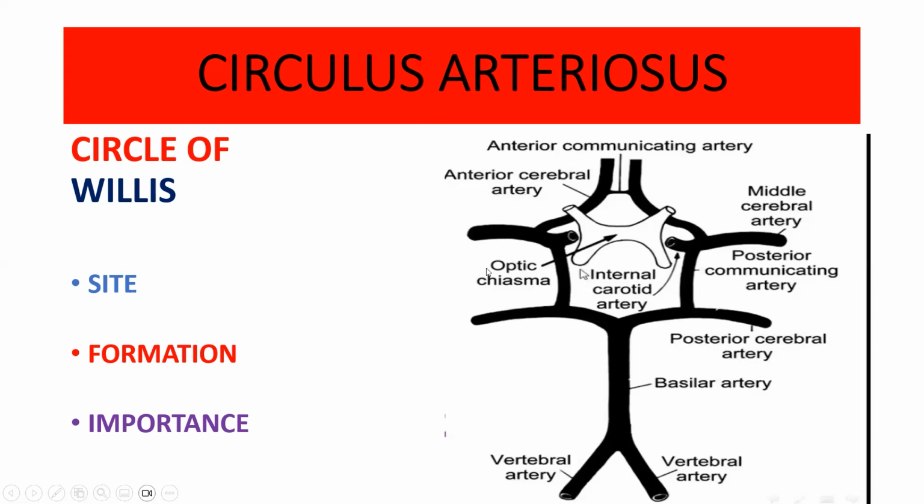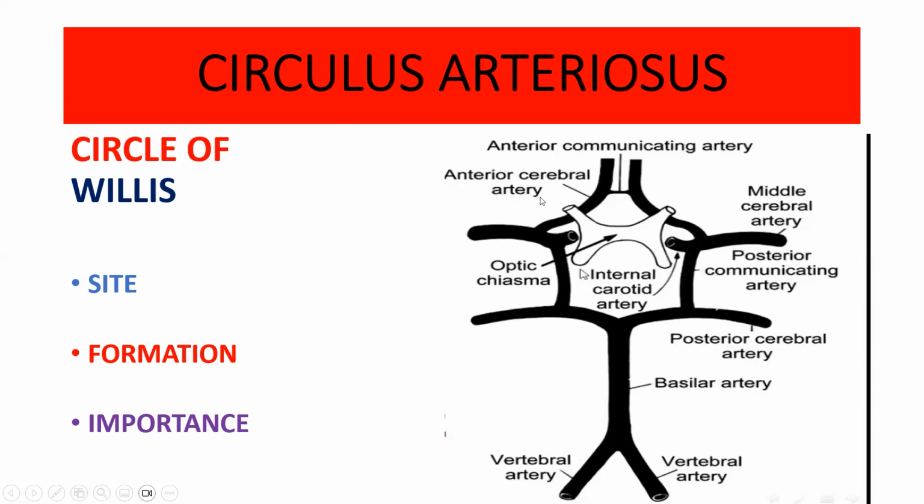Now, for the clinical importance, number one, you have to know that the Circle of Willis is formed by two arterial systems, the vertebrobasilar artery system and the internal carotid artery system. That's the first thing you should know. The second thing you should know is that the arteries are joined by the anterior communicating artery and the posterior communicating artery. The other thing is that there is no mixing of blood within this arterial anastomosis. There's no mixing of blood.